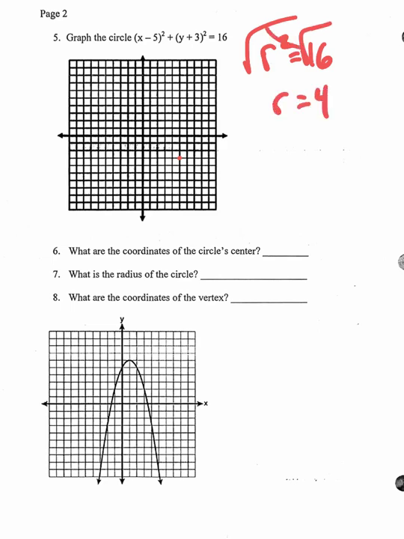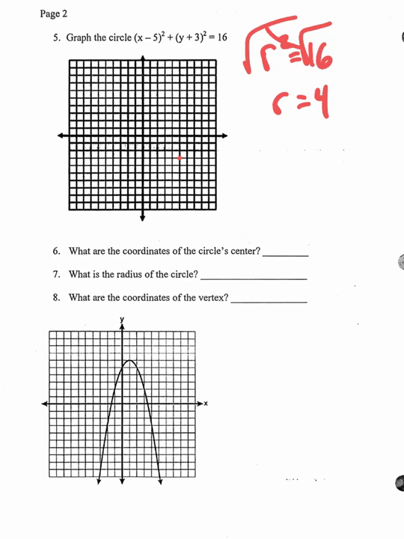R equals positive 4. Now, it's one of those times where you take a square root and you only use the positive value this time. That's because you're measuring a distance. The distance of the radius is 4. You can't have a radius of a negative 4. It's only the positive 4.